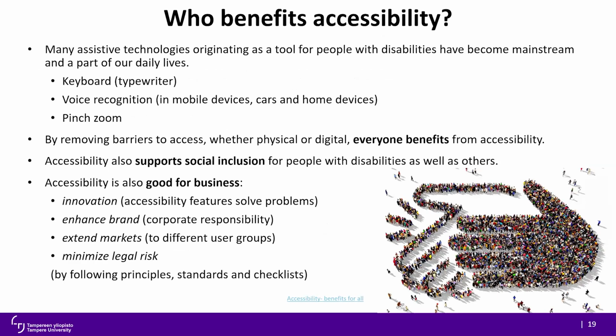And to motivate why we need to do this, I didn't bring facts and figures, but you can easily find, for example, in accessibility courses, how large an amount of people need this. But also, when we make something accessible for special needs, it easily becomes mainstream technology. Very early examples include the keyboard, voice recognition, and pinch zooming, which were first made for assistive technologies. And by removing these barriers to access physical or digital solutions, actually everybody benefits. It also supports social inclusion, and finally, it's good for business.